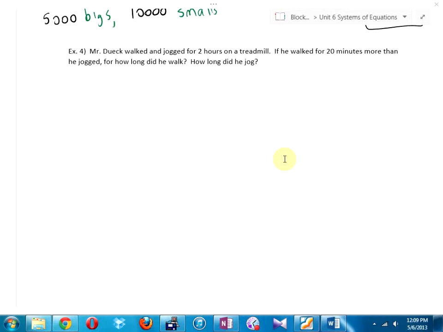Mr. Dueck walked and jogged for 2 hours on a treadmill. See? Okay, keep going. If he walked for 20 minutes more than he jogged, for how long did he walk? How long did he jog?